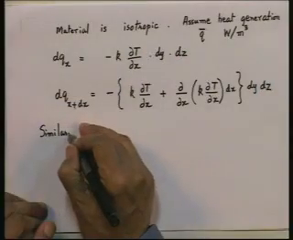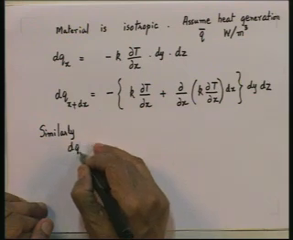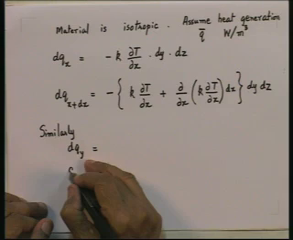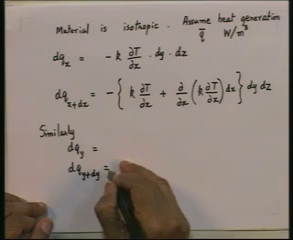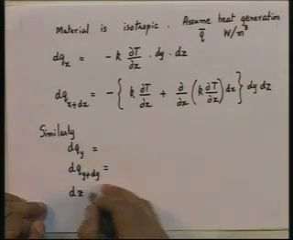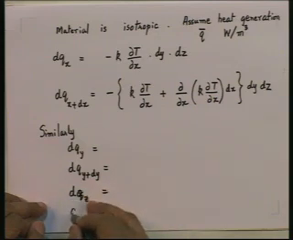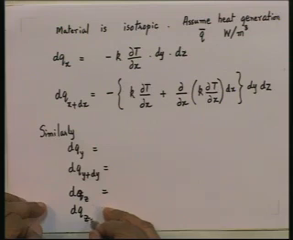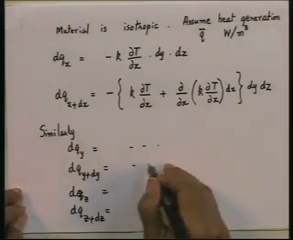Similarly, we can write down expressions for dqy, dqy plus dy, dqz and dqz plus dz. You can write down expressions for these. I am not going to do that. I am going to leave it to you to write these down.